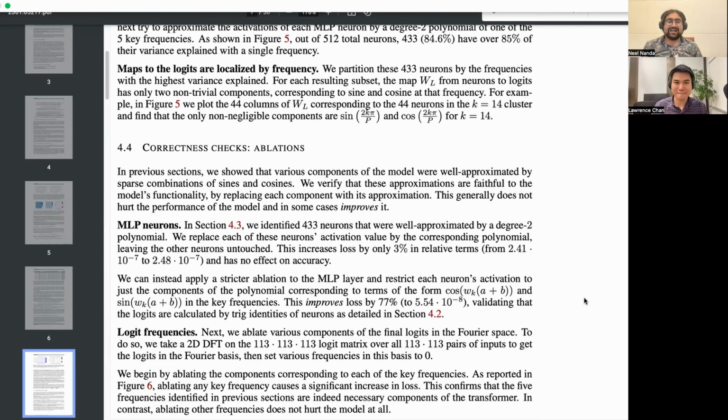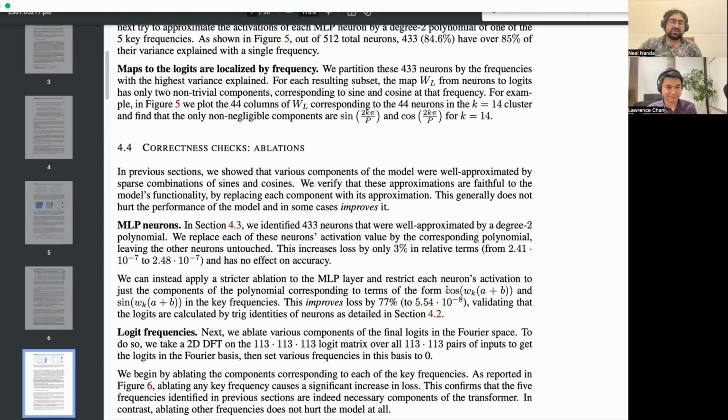Yes. Finally, we've got these ablations. These are basically just sanity checking. You can look at the MLP neurons that are well approximated, and we can just say, let's literally replace them by this degree 2 polynomial. Loss goes from ridiculously tiny to 3% higher. Accuracy is unchanged, but this is kind of a meaningless statement because when you've got loss 2.5 times 10 to the minus 7, you have perfect accuracy, man.